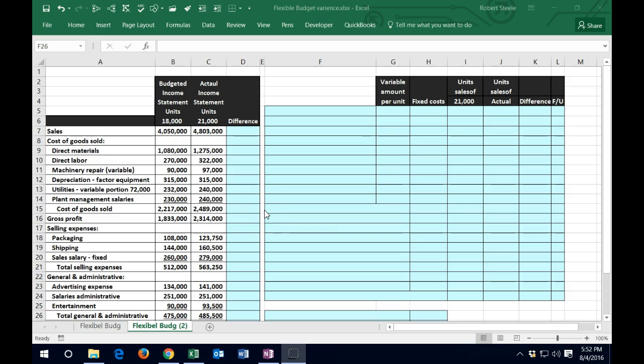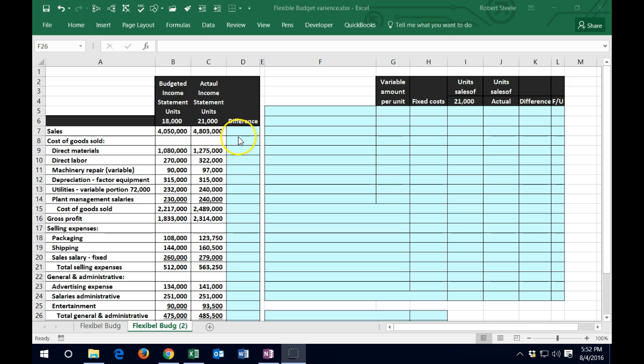Hello, in this lecture we're going to compare a flexible budget to actual results. So what we're going to do is take our fixed budget over here and convert it to a flexible budget based on the actual results. Notice that the standard budget is based on 18,000 units. What actually happened is 21,000 units were produced.